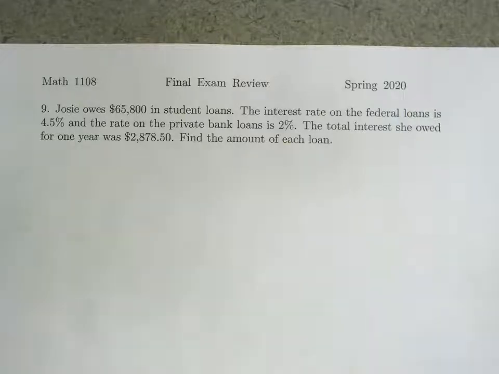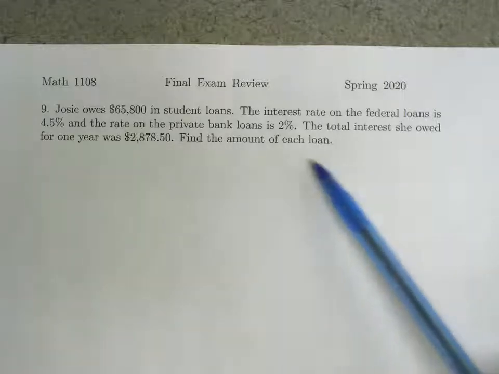This one says Josie owes $65,800 in student loans. The interest rate on the federal loans is 4.5%, and the rate on the private bank loans is 2%. The total interest owed for 1 year is $2,878.50. Find the amount of each loan.